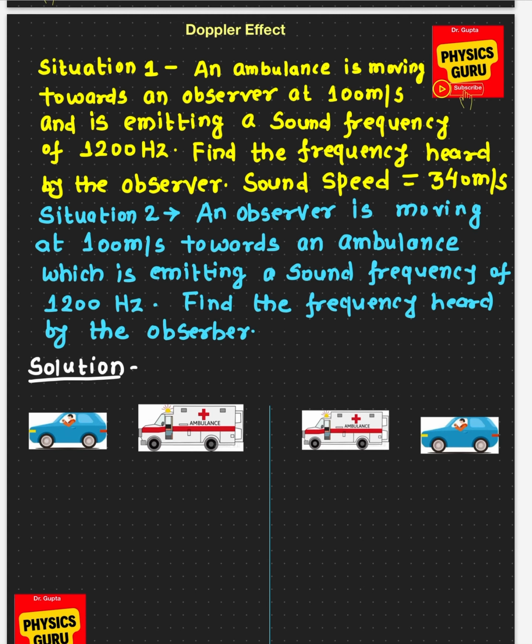And in order to solve this, you need to understand the Doppler effect. So here I am going to use the equation, but if you already know the answer, please write down your answer in the comment section below.